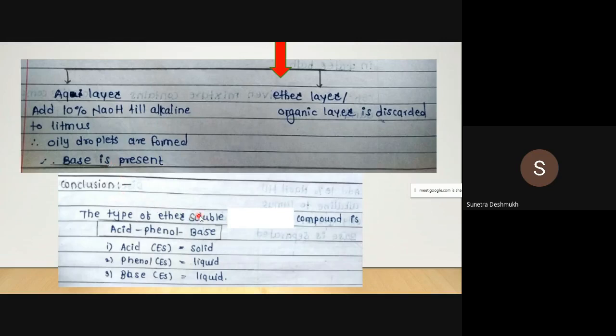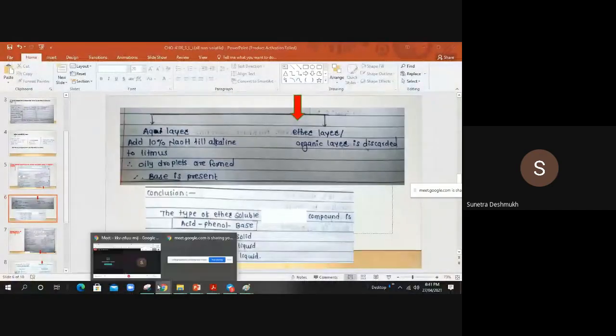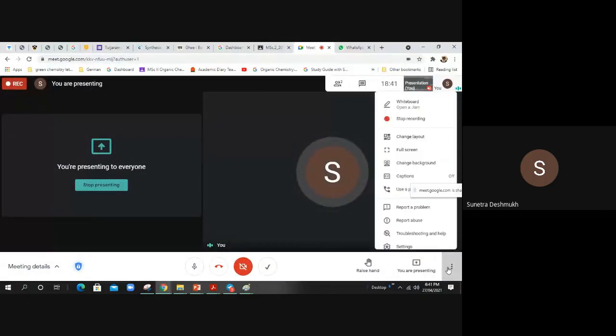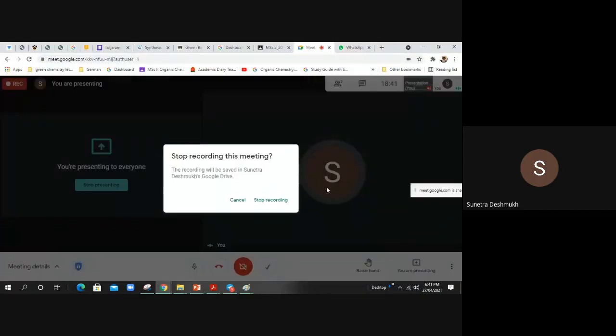The type of the ether soluble mixture or compound is acid plus phenol plus base. So you can write acid ether soluble, phenol ether soluble, and base also ether soluble. Now we will go on to how to separate this mixture from each other, and how to go on to the physical constant determination.